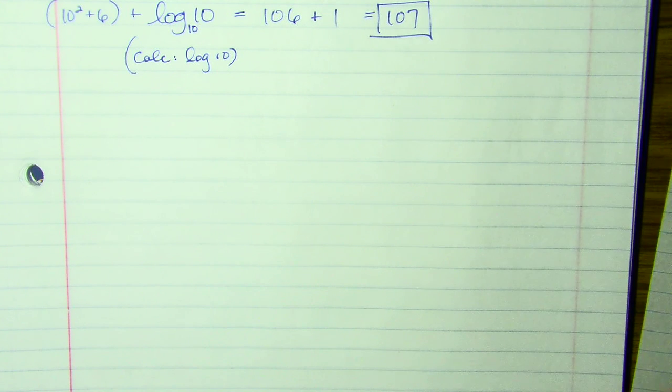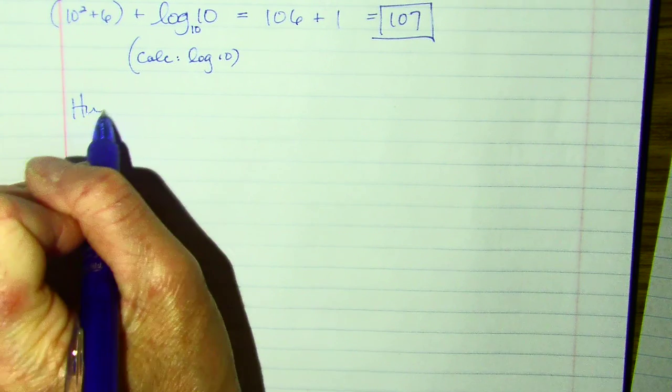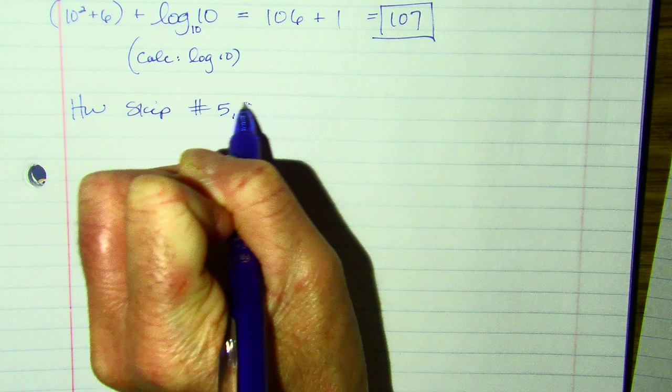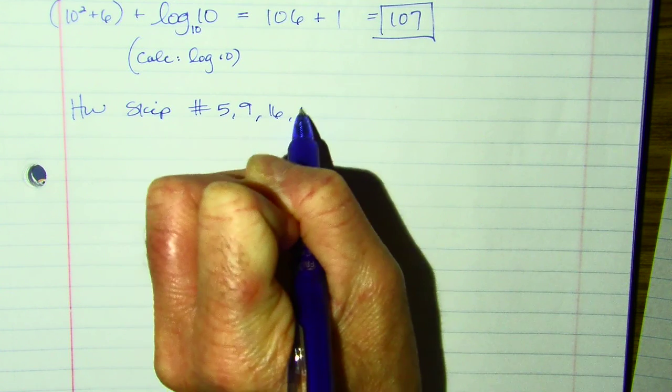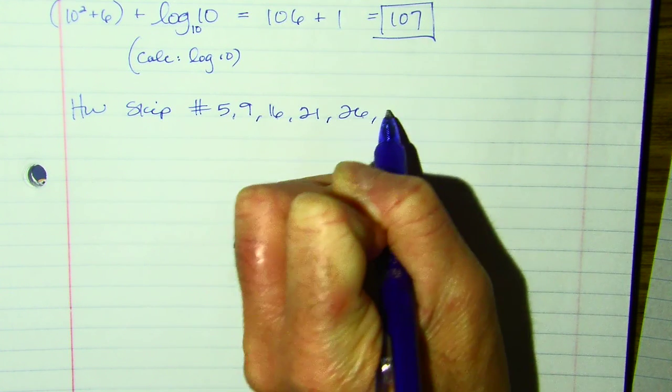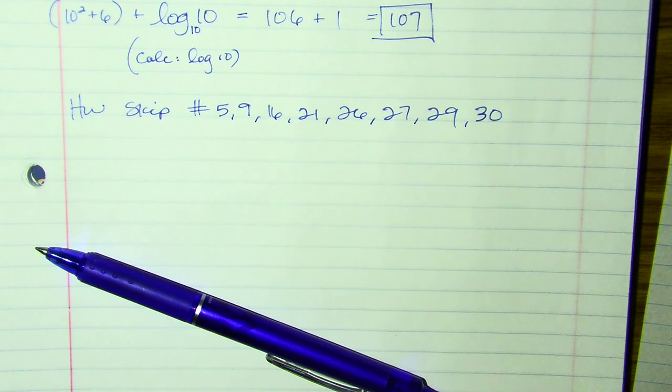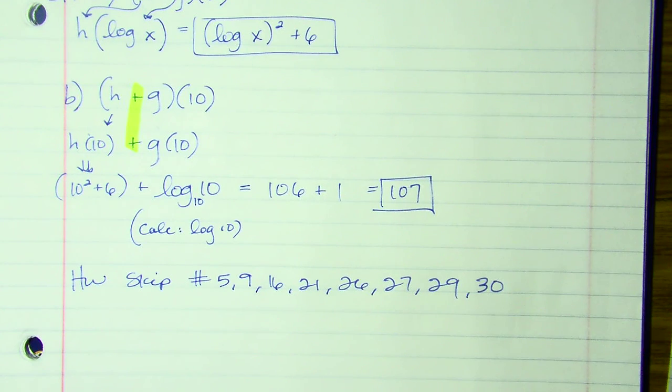So I should go over what you're going to do in homework. So homework, you're going to skip number 5, 9, 16, 21, 26, 27, 29, and 30. And that is it. Sorry if you couldn't see that. Thank you.